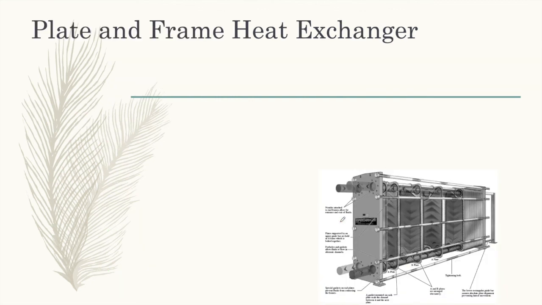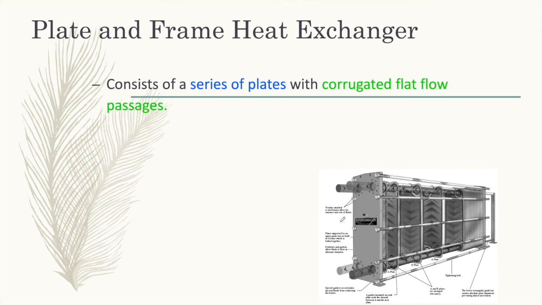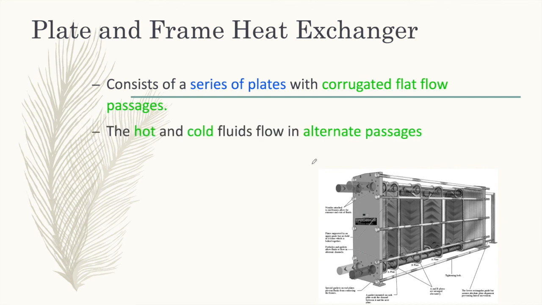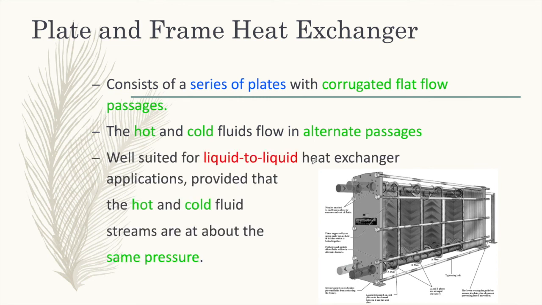Okay, so plate and frame heat exchanger. So this is the figure for the plate and frame heat exchanger. This type of heat exchanger consists of a series of plates with corrugated flat flow passages. So the hot and cold fluids flow in alternate passages. So this type of heat exchanger suits liquid to liquid heat exchange, provided that the hot and cold fluid streams are at about the same pressure.